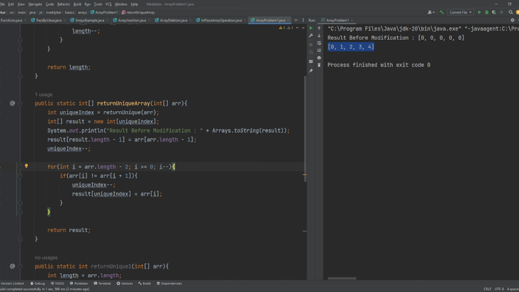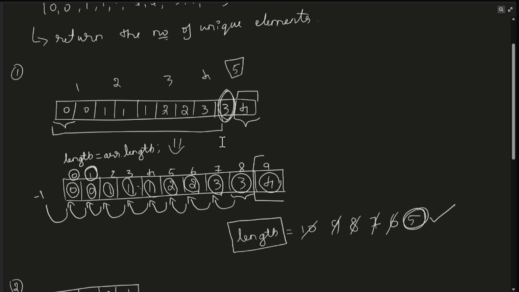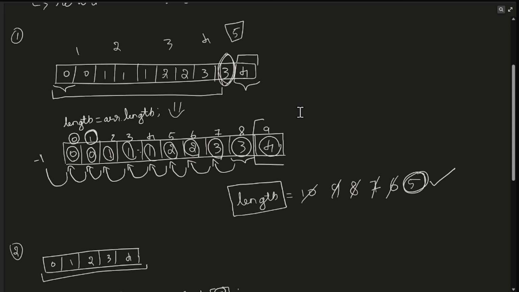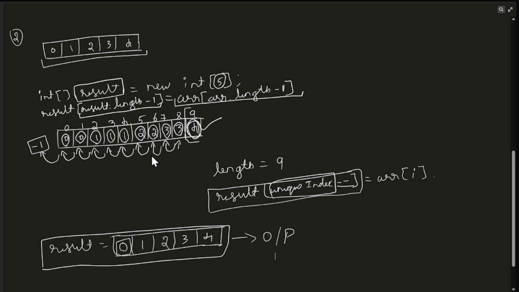Let me just go back to Notepad. I've covered both the approaches. So far, I hope you have understood both of these two approaches. In the first approach, we did in-place operations to return the number of unique elements. But in the second approach, the ask was to return the unique elements themselves instead of the number of unique elements. In that case, we need to use an extra array to capture the unique elements.